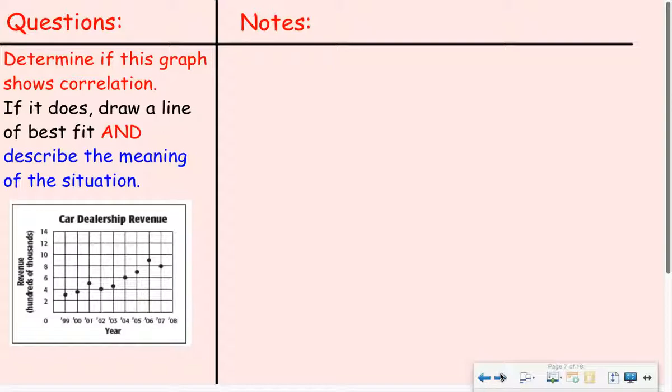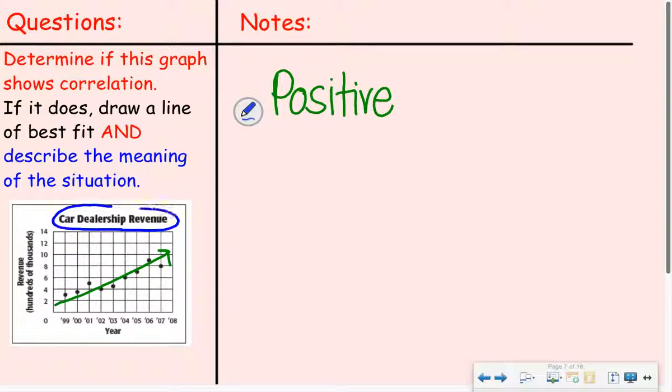Okay, last one that looks like this. So we've got one more with correlation. This one is going up from left to right. So positive correlation. Let's look at our labels. Car dealership revenue, the year, and the revenue in hundreds of thousands.